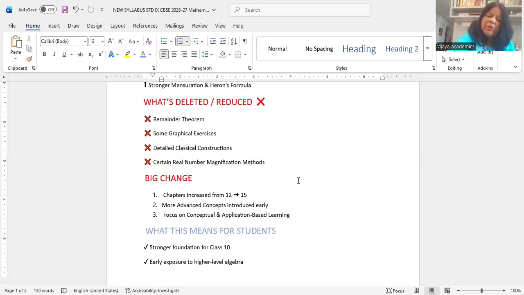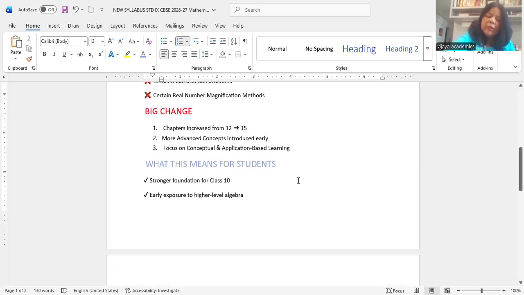Now, what is the big change for the academic session 2026-27? Chapters increased from 12 to 15. If you see last year's book, then 12 chapters are there. But right now, total 15 chapters will be there.